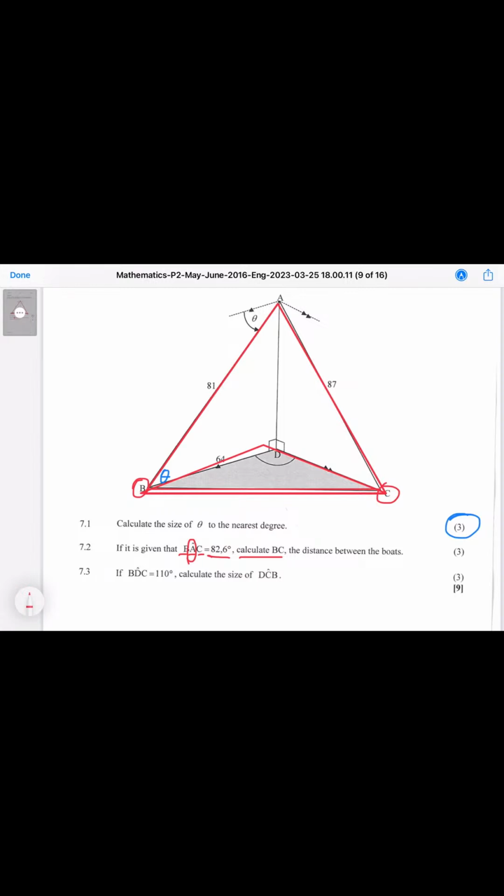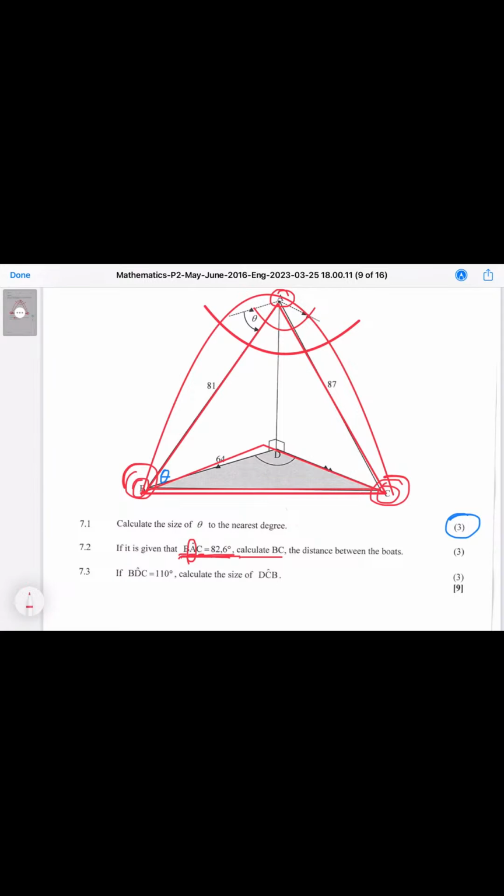Obviously, we are given some additional information, which says in triangle BAC, this angle A is equal to 82.6 degrees. I think it's now an easy question, where you notice that you've got this side, you've got the other side, and you've got an included angle.